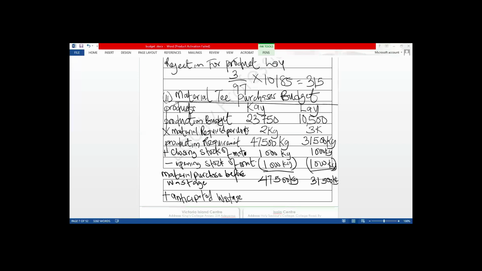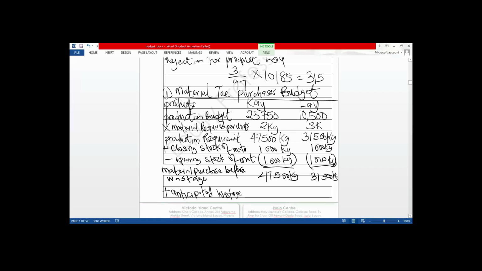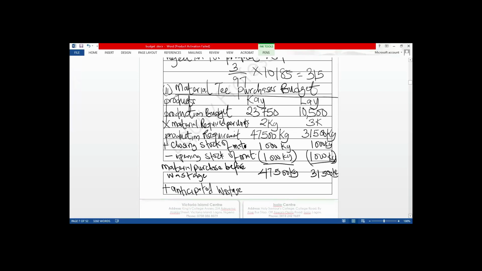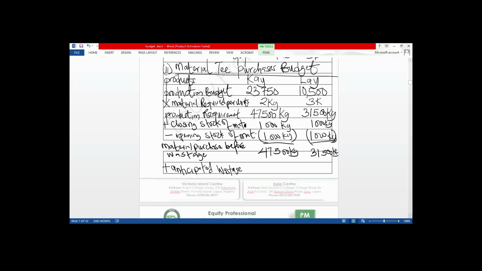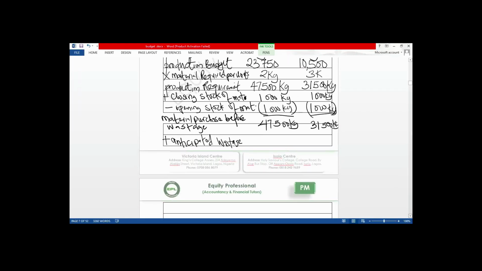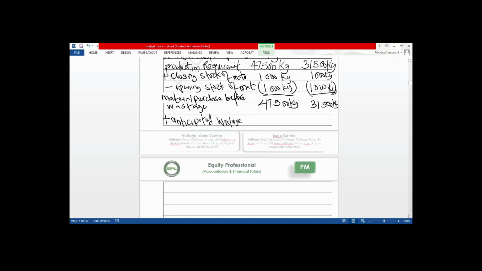You are going to purchase 100% of raw material. For product K, you expect 5% of this material to be wastage. That means what you are going to use for your production is 95%. So you now come here to calculate the waste.